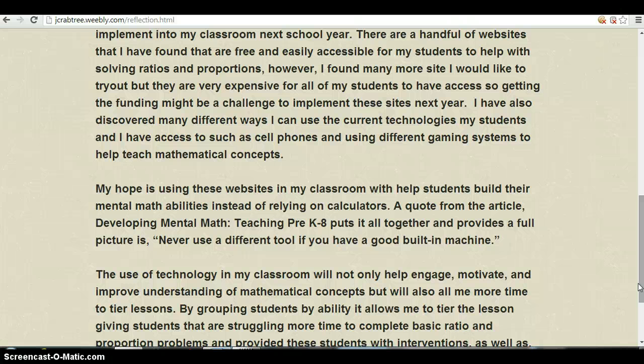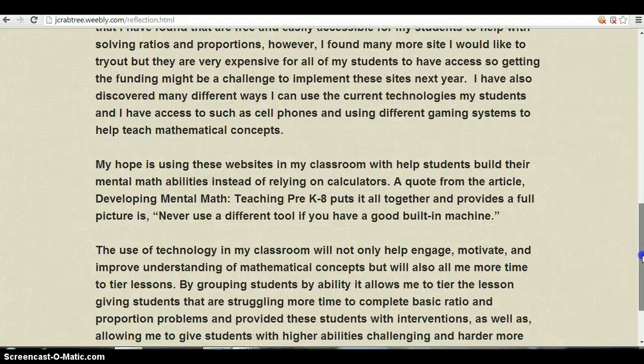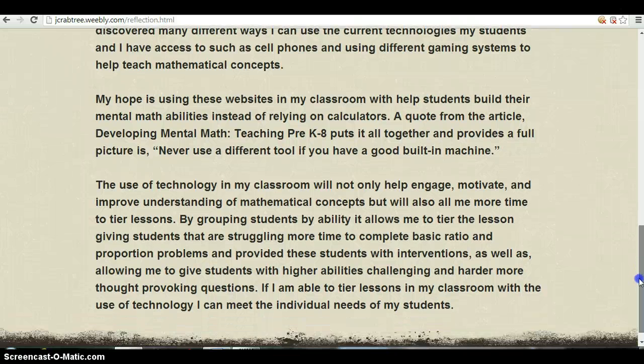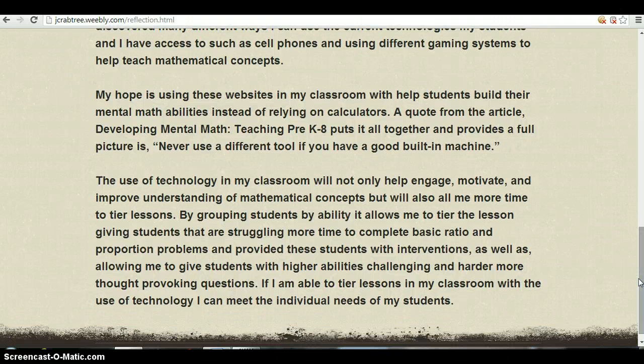But like I said, students have cell phones for the most part. I have a handful of computers. I am going to be getting Google Chromebooks, a handful of them next school year. So that would allow me to provide students that do not have smartphones with technology that they can use in the classroom and outside of the classroom. But I really want to make sure that I take advantage of the fact that students already have technology with them and they're already used to using their cell phones on a daily basis. My hope in using these websites is that their mental math abilities and basic math skills increase next year and they're not relying on calculators as much.